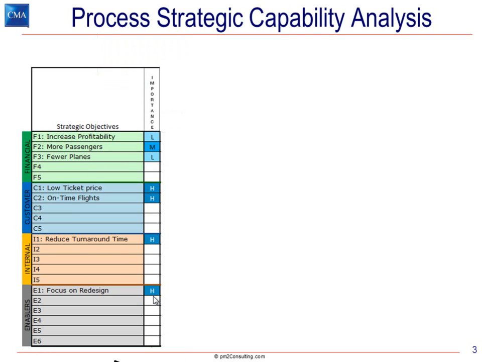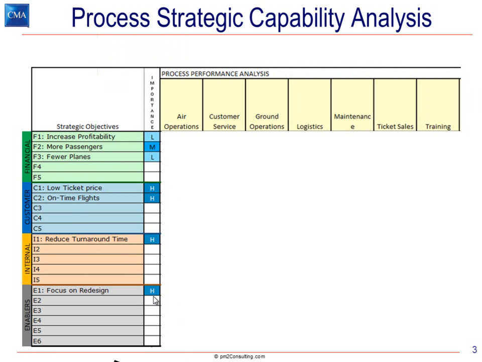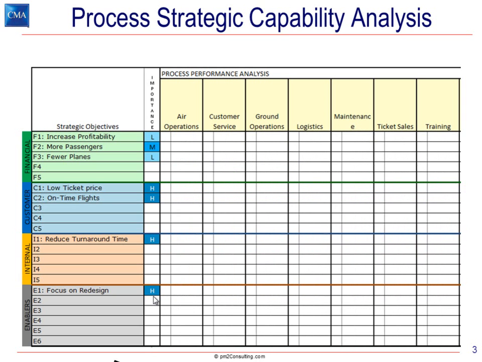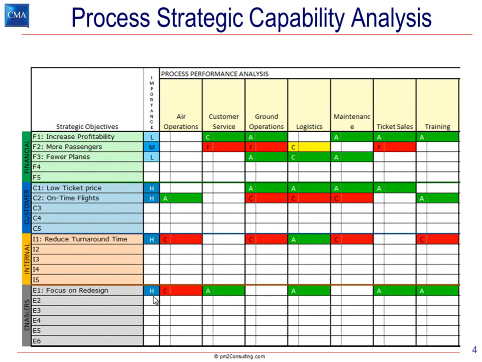Then across the top, you'll identify your core processes and list those. Then finally, we'll be able to complete a grid of how each process is supporting each strategic objective. Ultimately, we'll end up with something that will look like this. Let's take a look at logistics, just as an example.